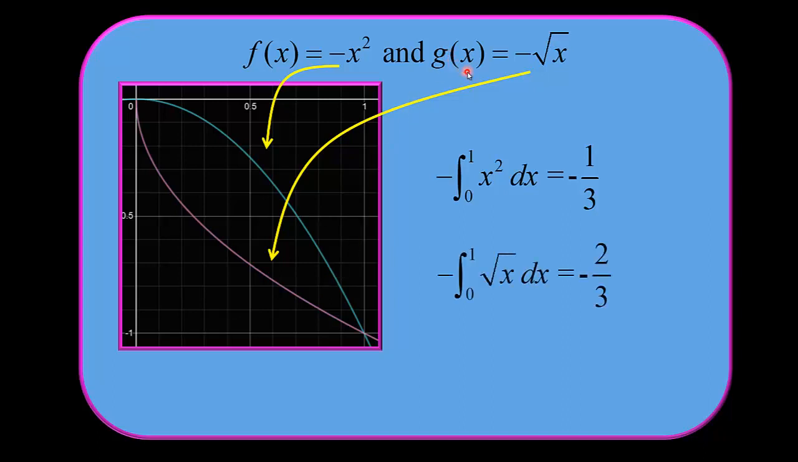Now let's go ahead and go with the g of x. And I integrate that, and I get negative 2/3. See? So this negative 2/3 represents, if you look at this bottom function and you integrate it, this area up here is 2/3. Because it's below the axis, it's negative 2/3.